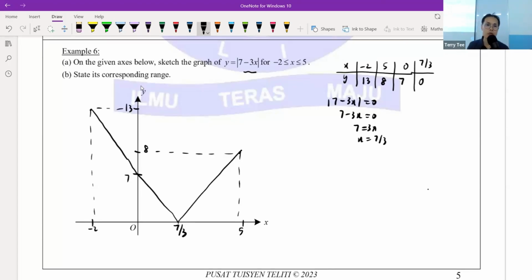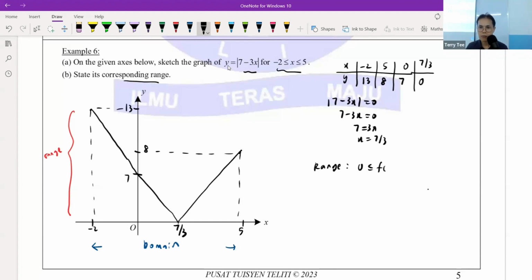One more thing, I'm supposed to state the corresponding range. You see, this -2 to 5 is your domain, right? So this is your domain. Domain represent my x value. Range represent my y value. So my range is from 0 to 13. You can write f(x), you can write y. In this case, it's y, not f(x), right? Because it's not written as function f(x). Yeah, so it's just y.